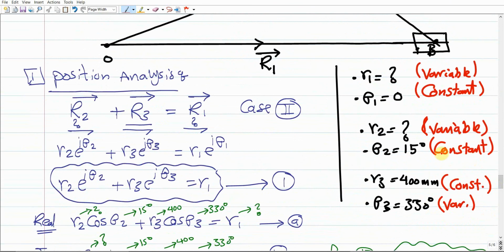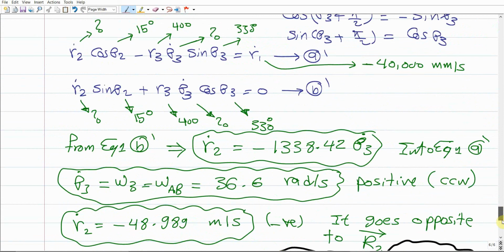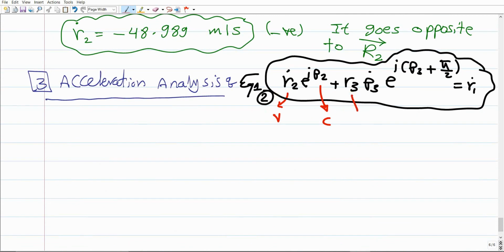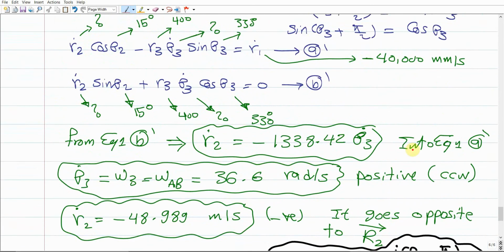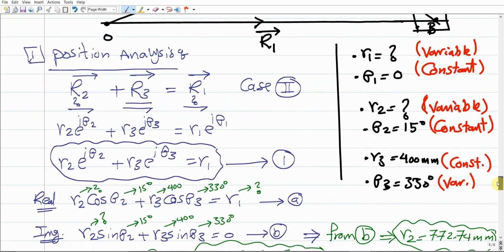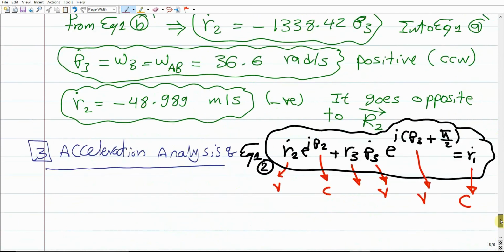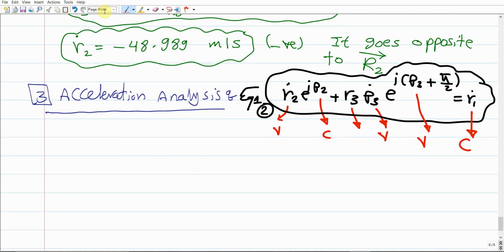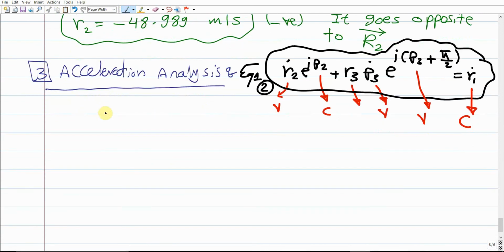Here, theta 3 is variable and R3 is constant, right? So we're going to consider these. It means that R3 is constant. Theta 3 dot is variable. We have no clue whether it is variable or not, so we're going to consider it variable. And R1 dot is constant. As we mentioned, R1 dot was constant, theta 3 was variable, R3 was constant, theta 2 was constant, right? So we're going to consider these things when we do the derivative for the position analysis.